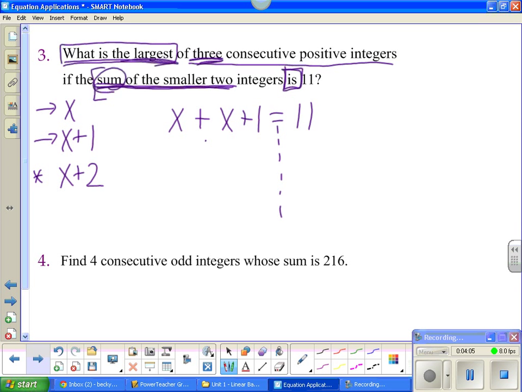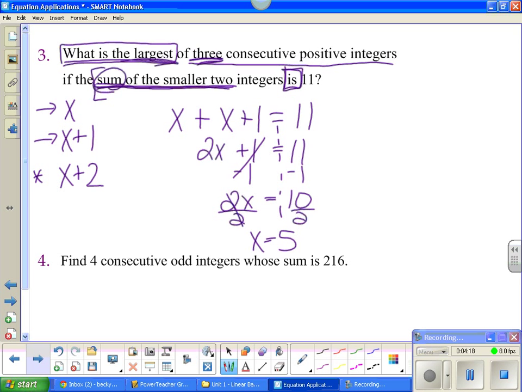So x and x gives me 2x. Plus 1 equals 11. Subtract 1, so 2x equals 10. Divide by 2, x equals 5. Is that my answer? No. 5 is x. That's this guy. So this guy's 6, and this guy is 7.